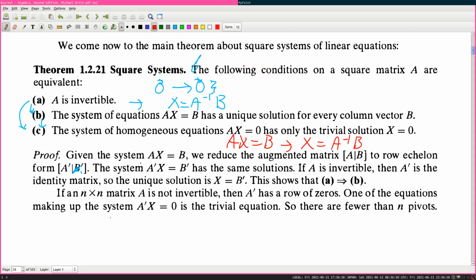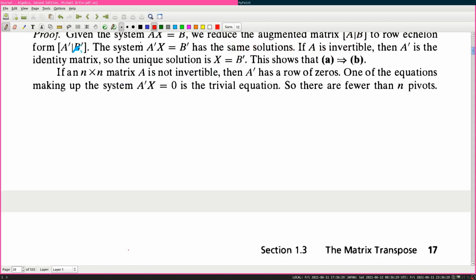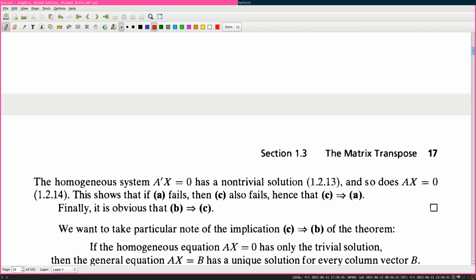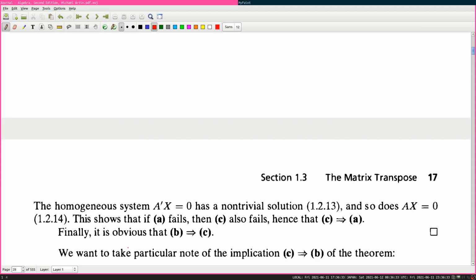If an n by n matrix A is not invertible, then A prime has a row of zeros. One of the equations making up the system A prime x equals 0 is the trivial equation, so there are fewer than n pivots. The homogeneous system A prime.